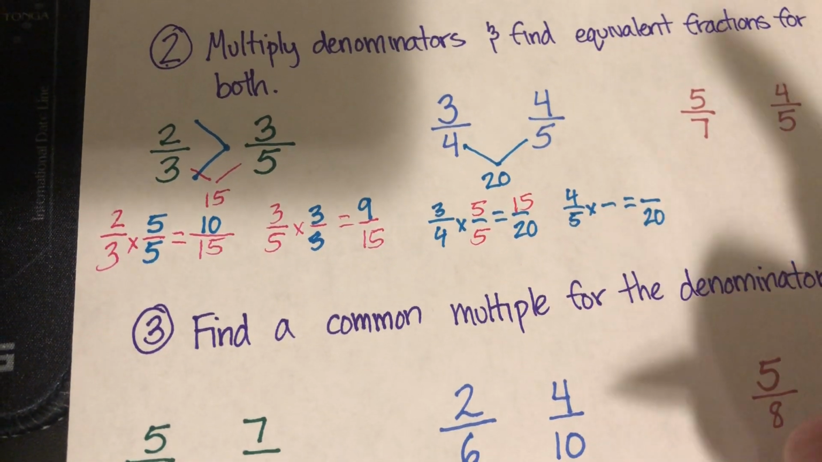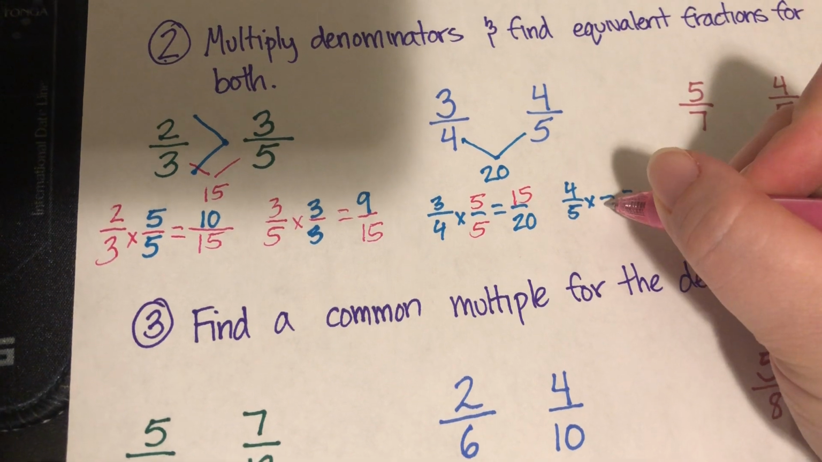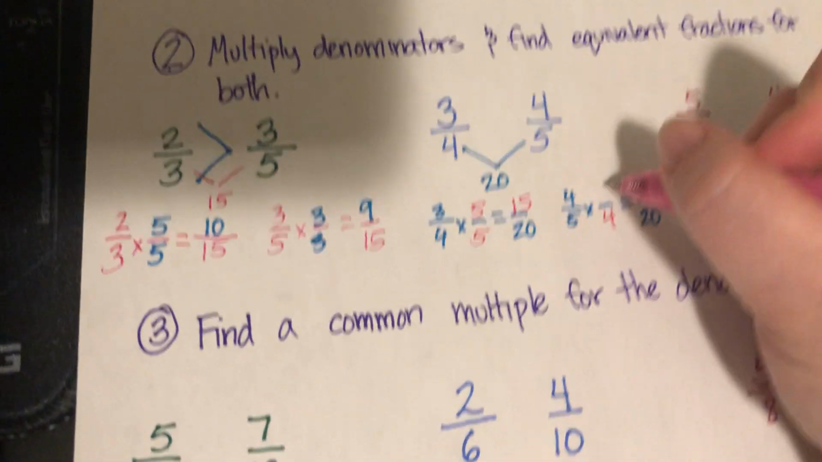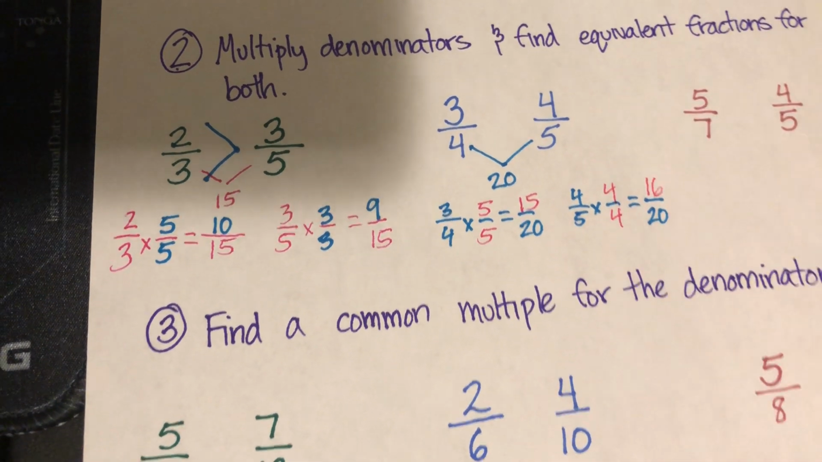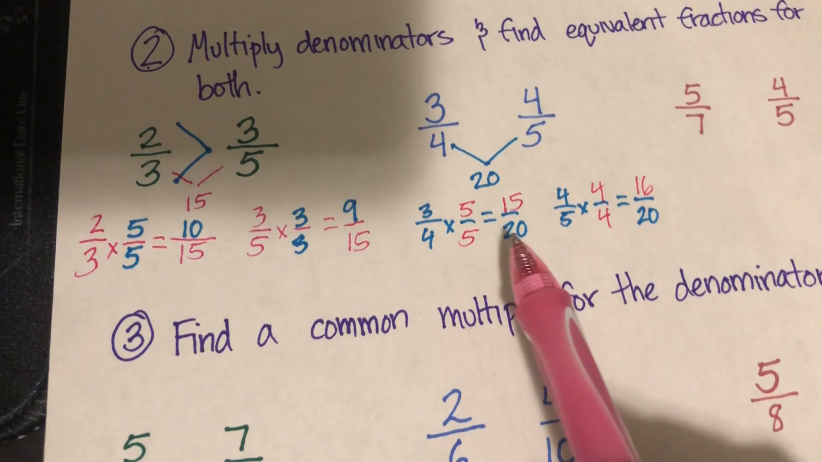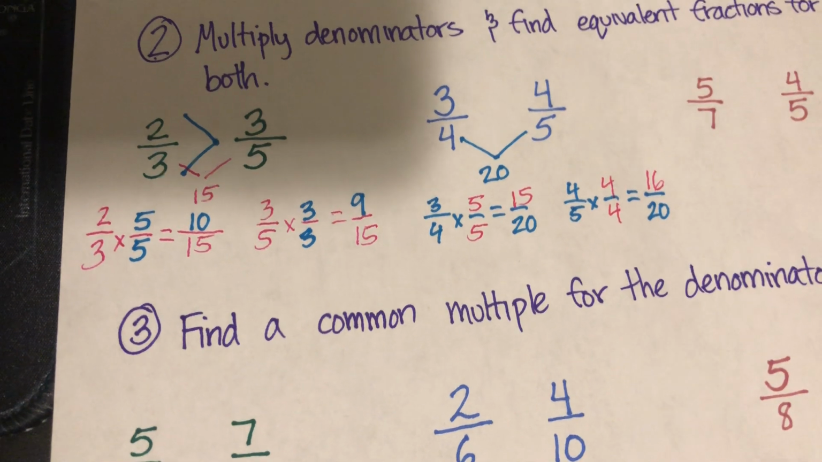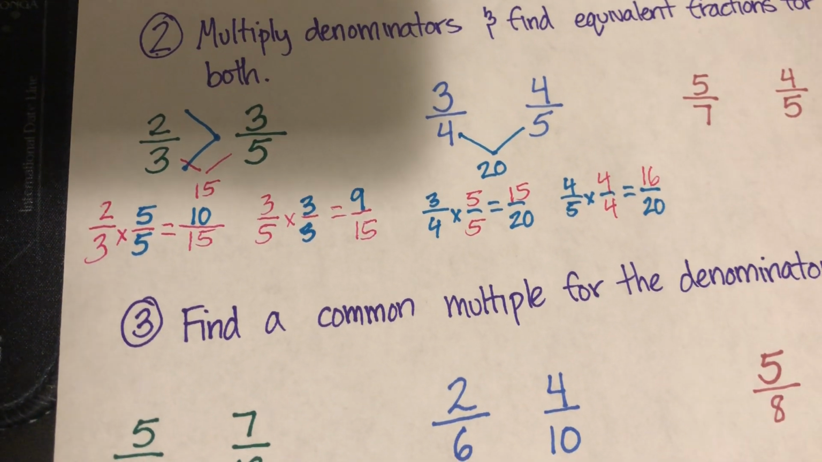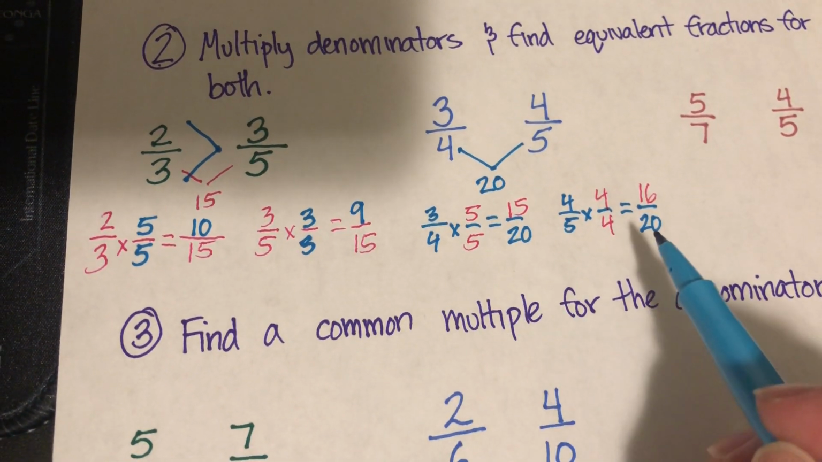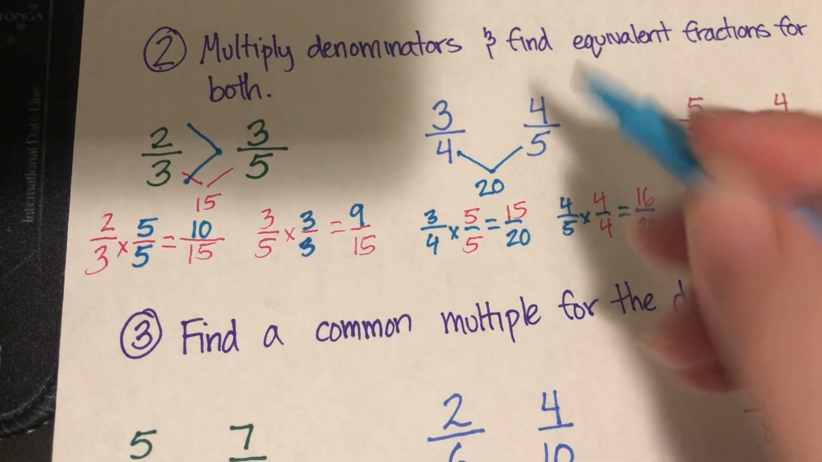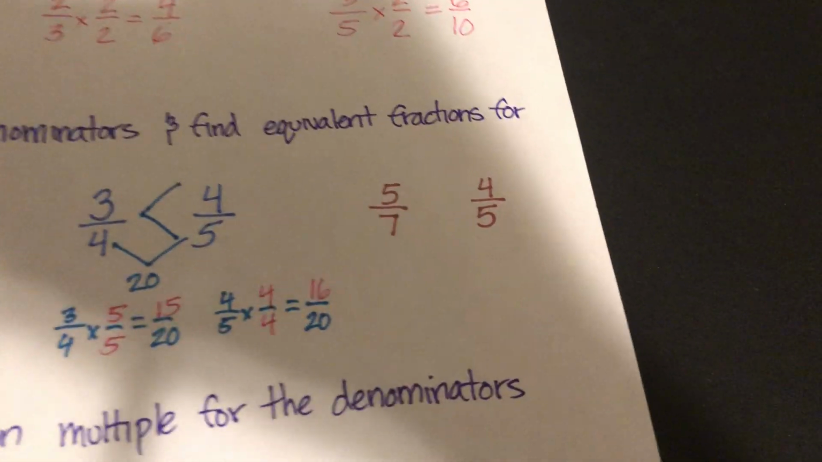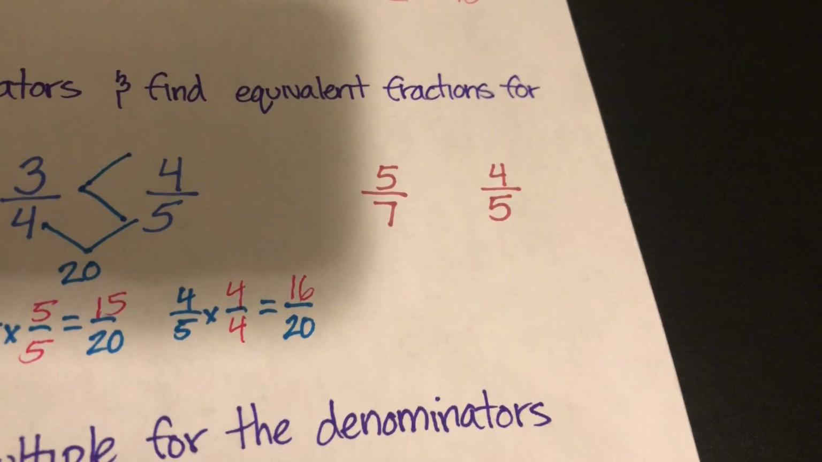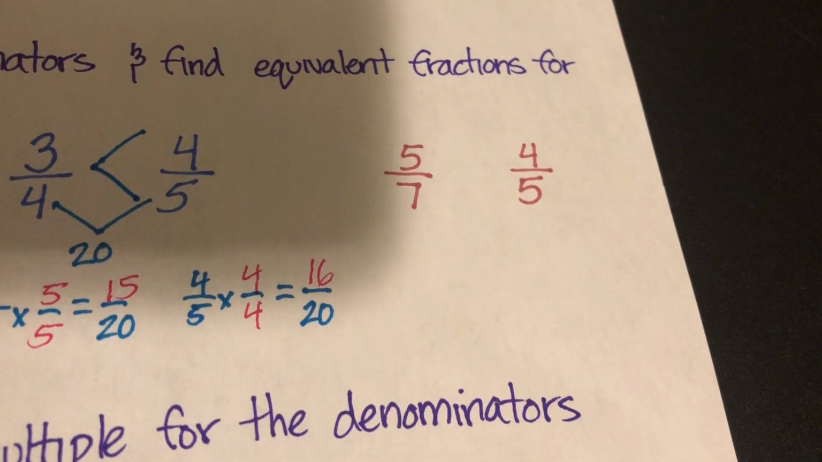4/5, 5, 10, 15, 20. 5 times 4 equals 20. This is going to be 4 as well on the top. So 4 times 4 is 16. Look how close those fractions are. We have 15/20 and 16/20. So which one is bigger? That would be 16/20, which is equivalent to 4/5. Okay, so our next one, our last one we're going to do. We have 5/7 and 4/5.